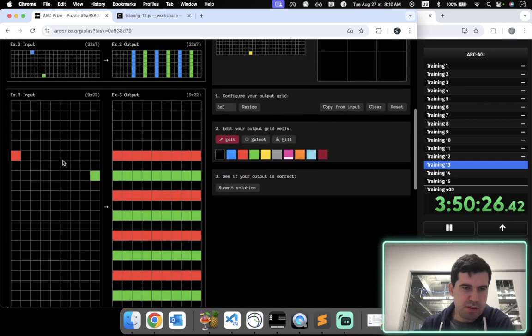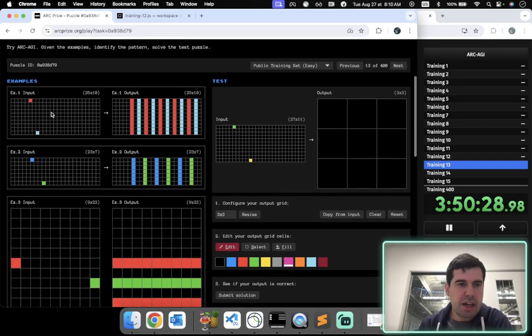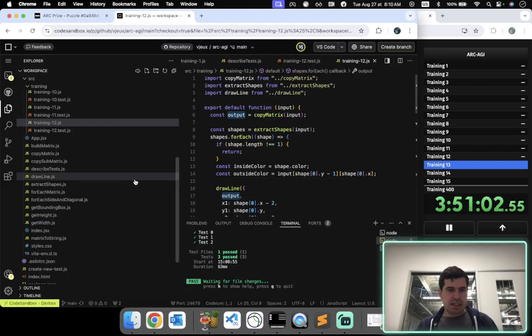So let's start with the horizontal one, and then we can think about the vertical one later. For this, the idea is we're going to use the extract shapes. That's going to give us the background, the red and the blue. Then we're going to figure out which one is closest to the left, then look at the distance and get the two colors, and then iterate until you get to the end, drawing lines. So let's get started.